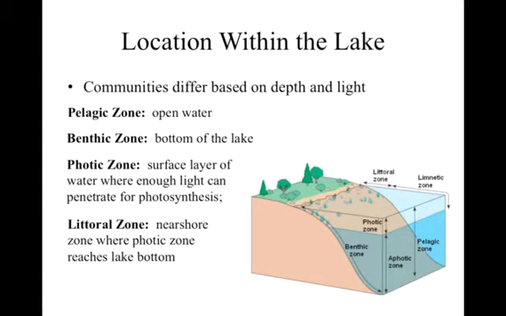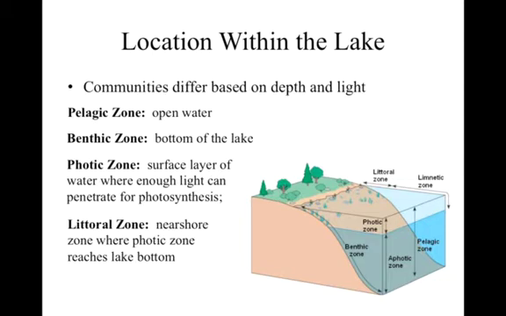In terms of what grows where in a lake, again, you have different zones. Just like in rivers, in lakes you have different zones, and typically the communities differ based on depth and light. So I have what's known as the pelagic zone, which is the open water. Then I have the benthic zone, which is the bottom of the lake, just like the benthic zone in the river.